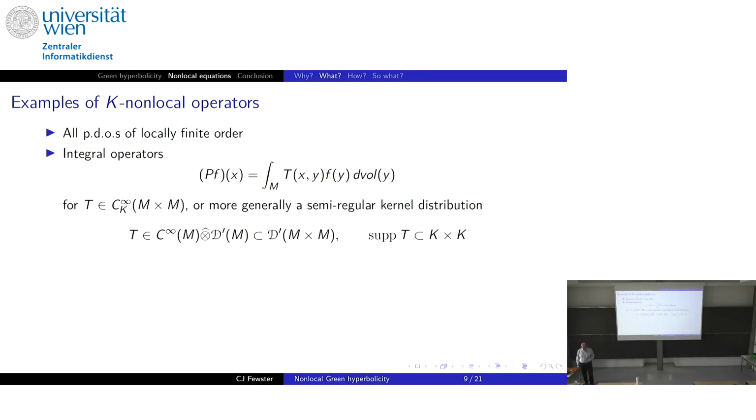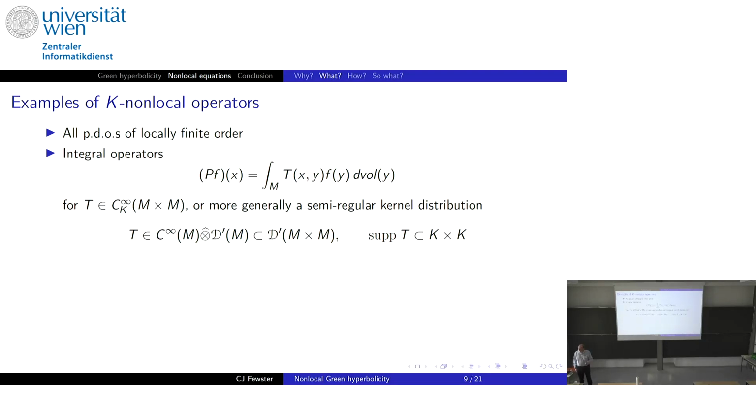So some examples, well, obviously all of the Green-hyperbolic operators are all partial differential operators, rather, of locally finite order. We can include integral operators now, where the integral kernel is, for example, smooth on M cross M, but it could even be distributional.